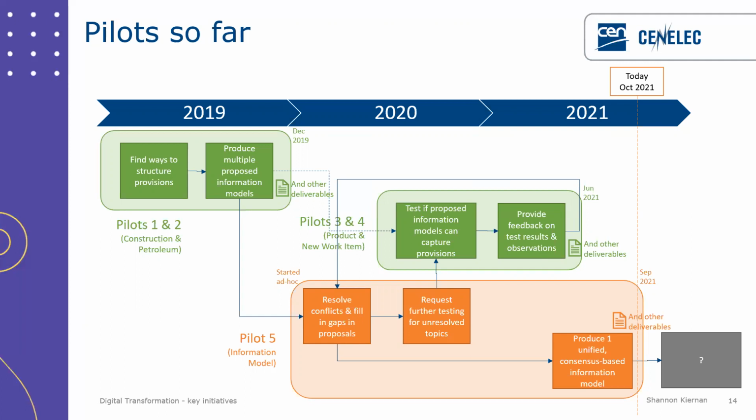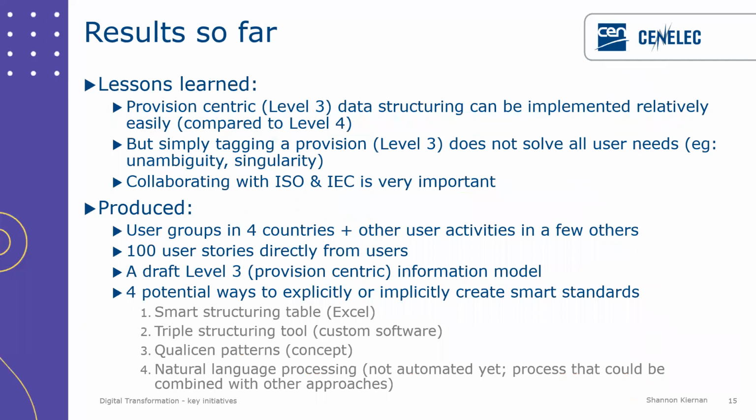And so there was a bit of a feedback loop where pilot 5 was developing the formal information model, which will soon be completed. After the end of all of these pilots, we need to figure out next steps. We don't know those next steps yet, and I'll come to that very soon. So the results so far from the pilots that have been run.